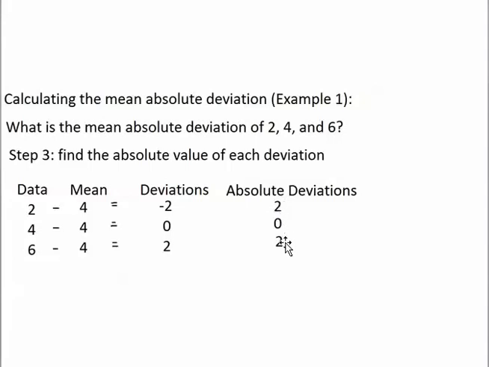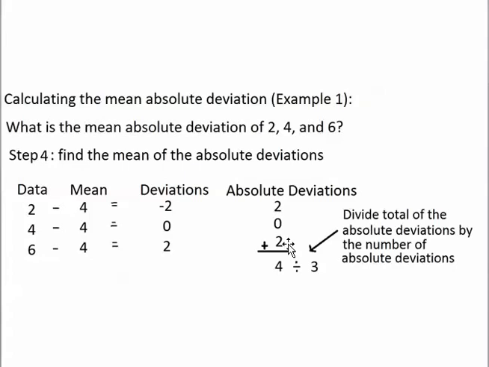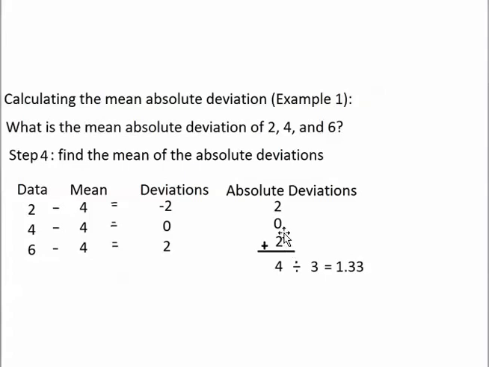So if each absolute deviation is just the distance from the data value to the mean, if we calculated the mean of the absolute deviations like this, we would be averaging all of those distances, and we would get the average distance between each data value and the mean. So step 4 is finding the mean of the absolute deviations. There's 3 of them, so we add them and divide by 3, and that's our answer. The mean absolute deviation is just the mean of the absolute deviation column.